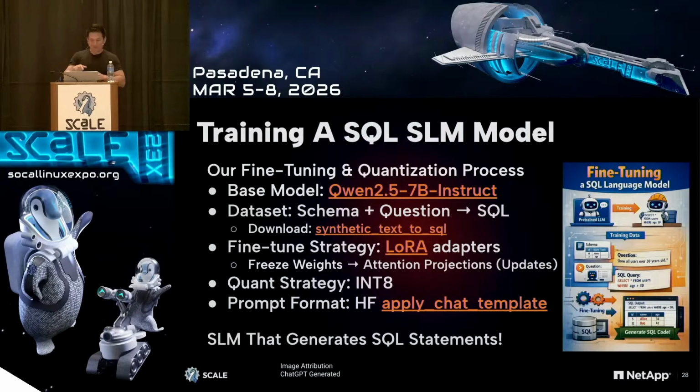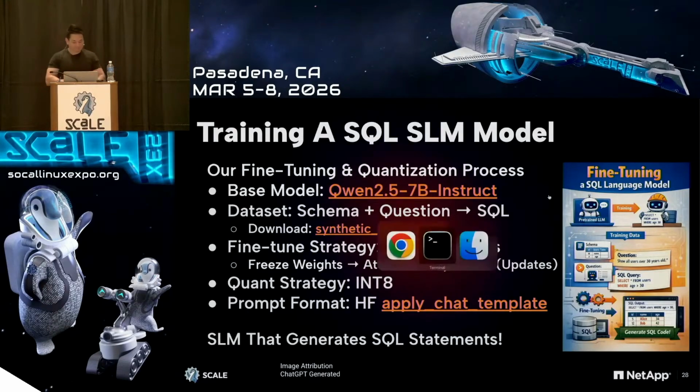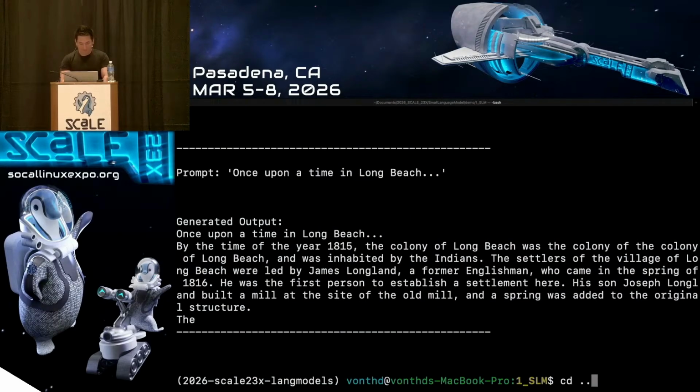With Qwen 2.5, the data set is a database schema plus a question, and then the output is SQL. That's what the data set looks like. We're going to fine-tune it. There's a fine-tune strategy called LoRA, don't worry about it. And then we're going to quantize it down to int 8. So let's go ahead and take a look at that.